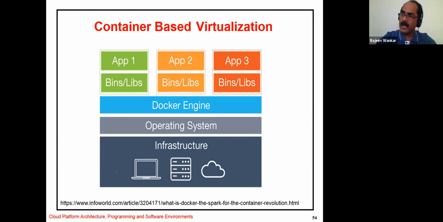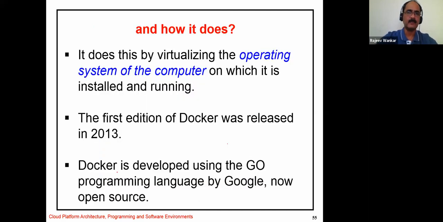Then what I do is that I put a virtual box on top of that with some kind of a Linux flavor, or there are several ways in which people do it. Then I put a Docker engine on top of that and I create containers which can be provisioned to the users. So container-based virtualization requires some kind of an engine on top of which the containers can execute. So how does it do it? It does it by virtualizing the operating system of the computer on which it is installed and then running on.